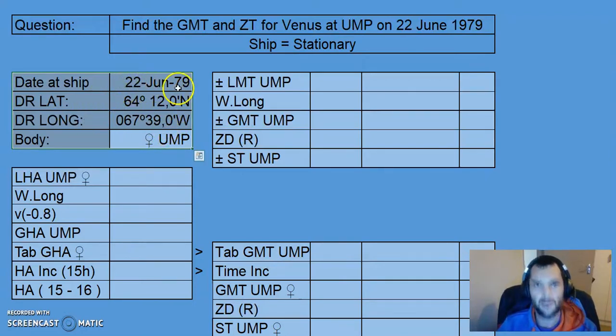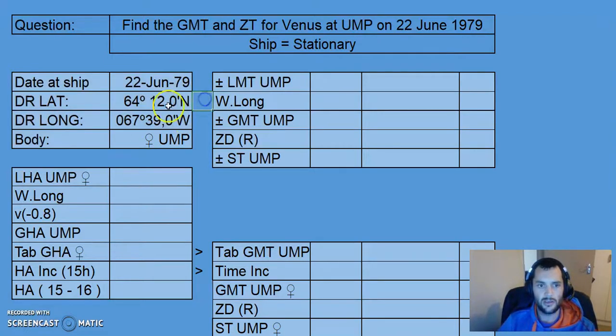So the date of the ship is the 22nd of June. The DR latitude is 64 degrees 12.0 minutes north. The DR longitude is 67 degrees 39.0 minutes west. And the body that we're observing is, of course, Venus at Upper Meridian Passage.